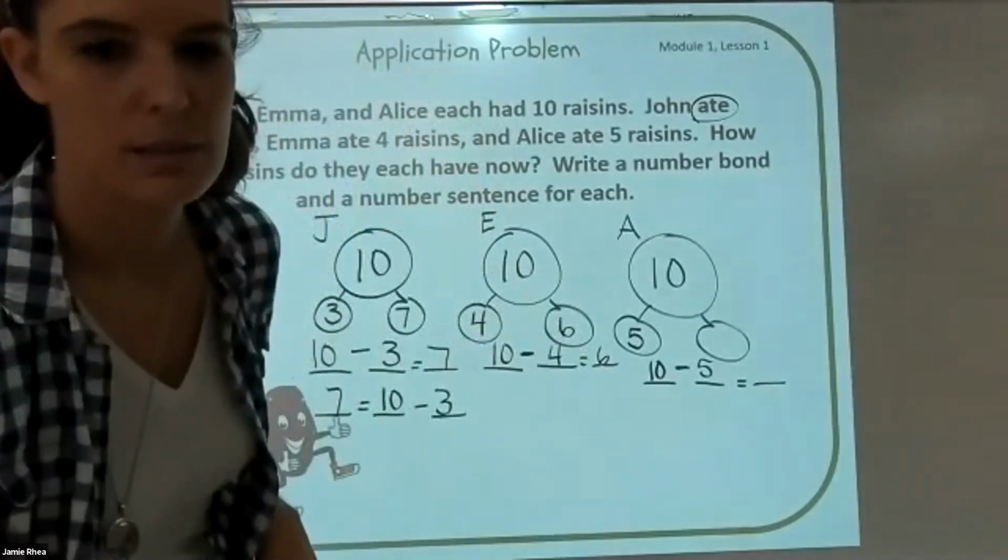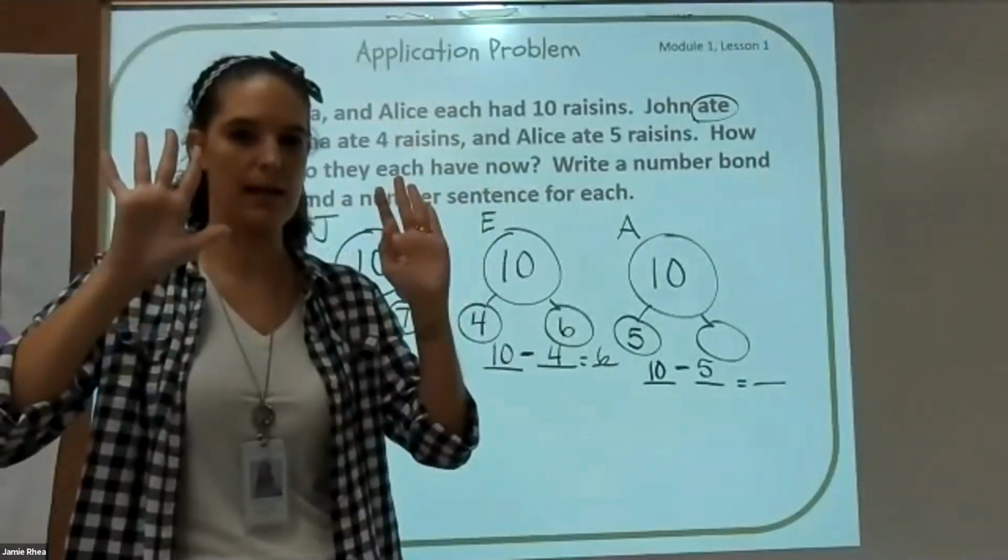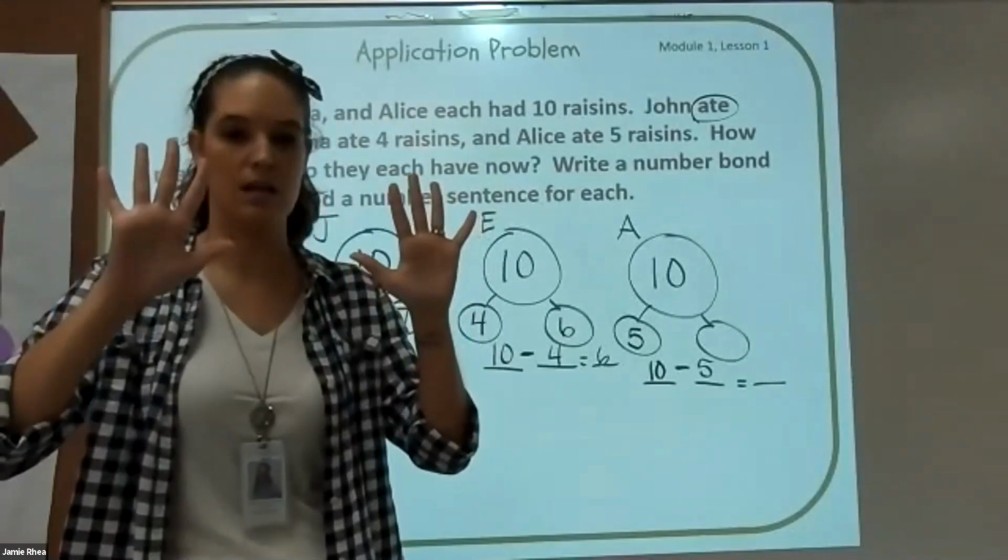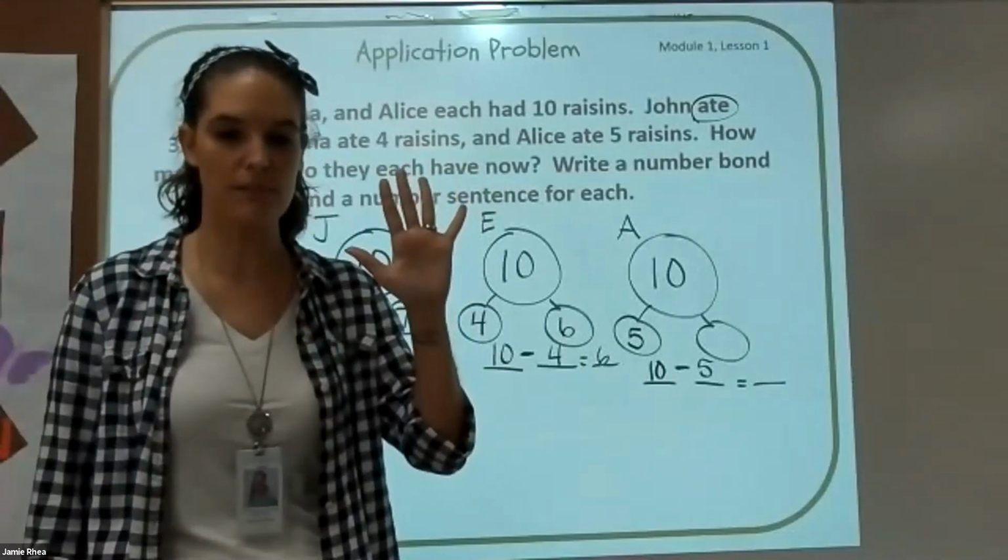Oh, let's look at this one. Alice has 10 raisins. And if I take 5 of those away, how many do I have left? 5.